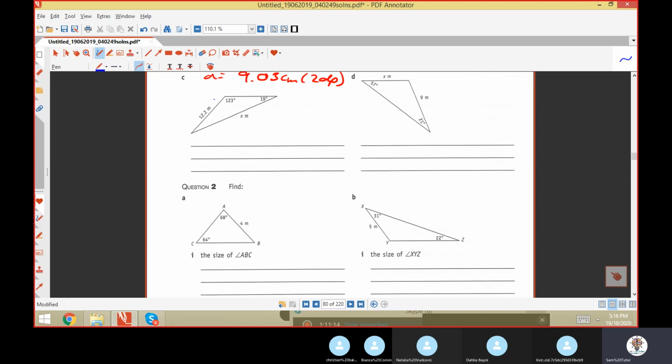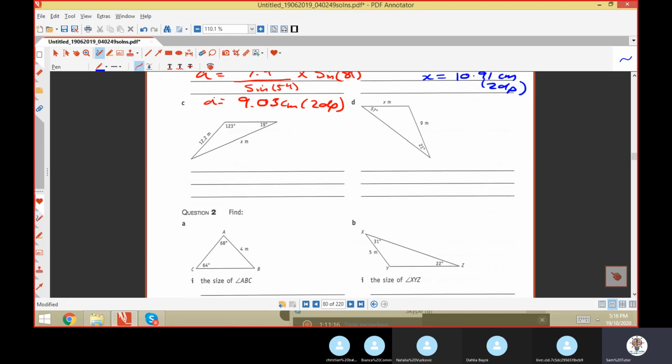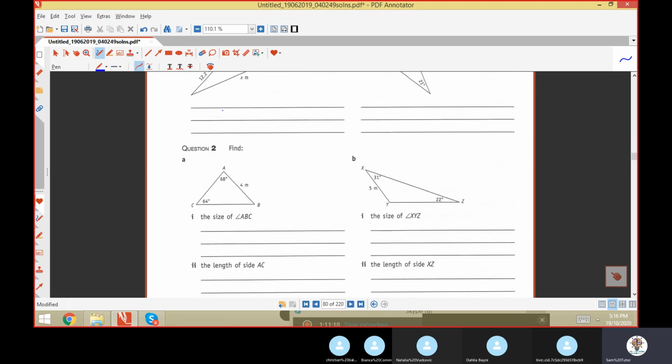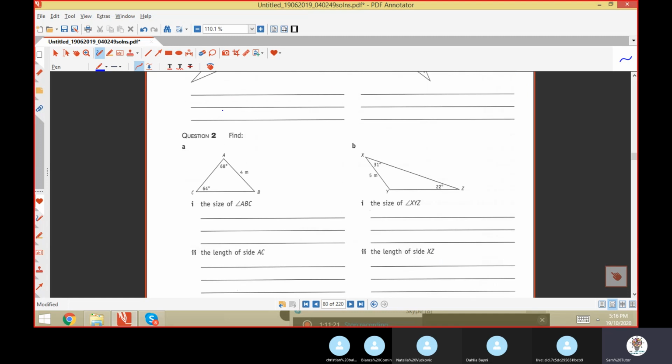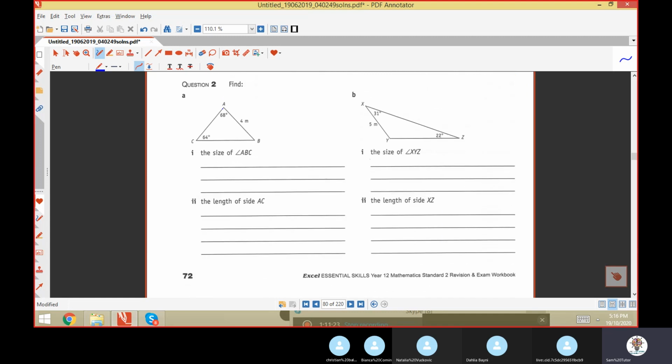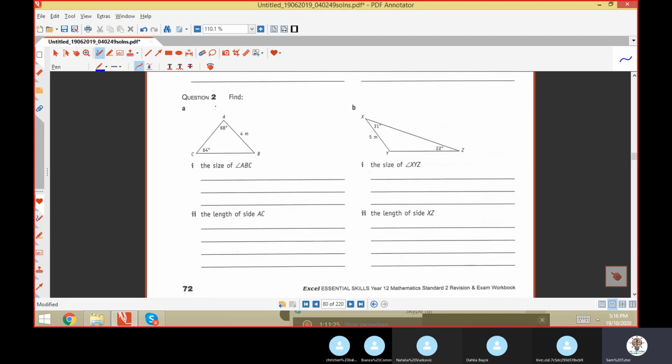I'm going to move on to question 2, because questions C and D are the same stuff. Question 2 is when you actually have to find the angle. When you're trying to find the angle, I think it's wise to use the one in the blue. So we're trying to find ABC. Where is that? ABC is right here.